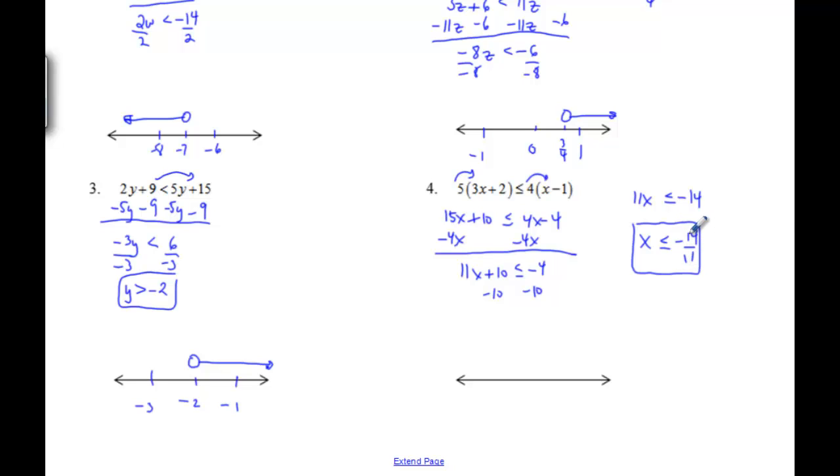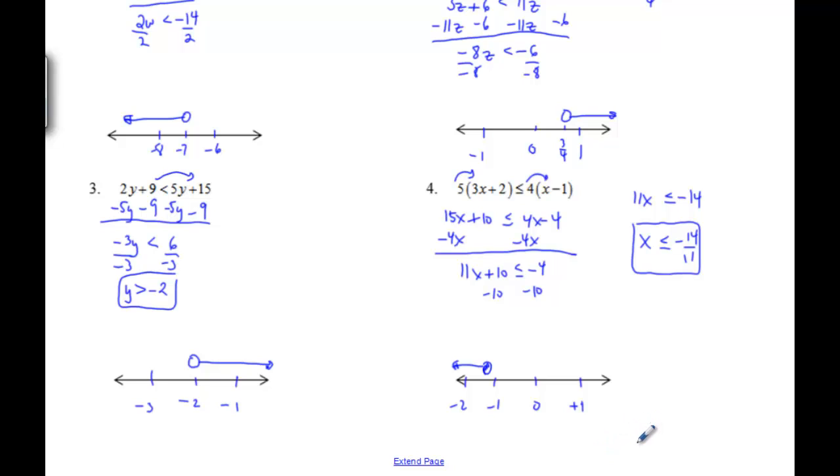11 goes in there one time with 3 elevenths left over. So it's basically -1 point something. So if we put a 0, put a -1, put a +1, we know it's going to be between -2 and -1, so we'll put it right here on a closed circle, close to the -1, and we're going to say everything that is less than. So hopefully you're getting the idea.